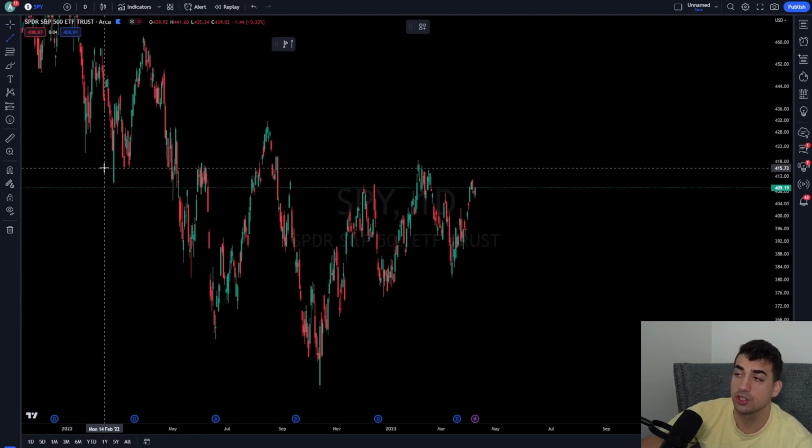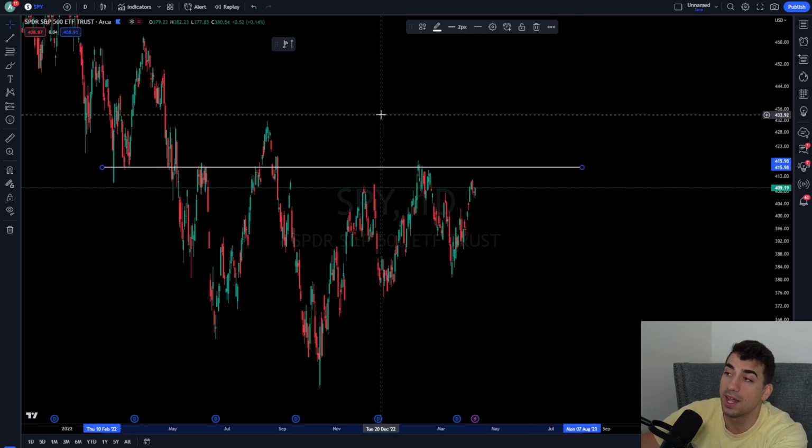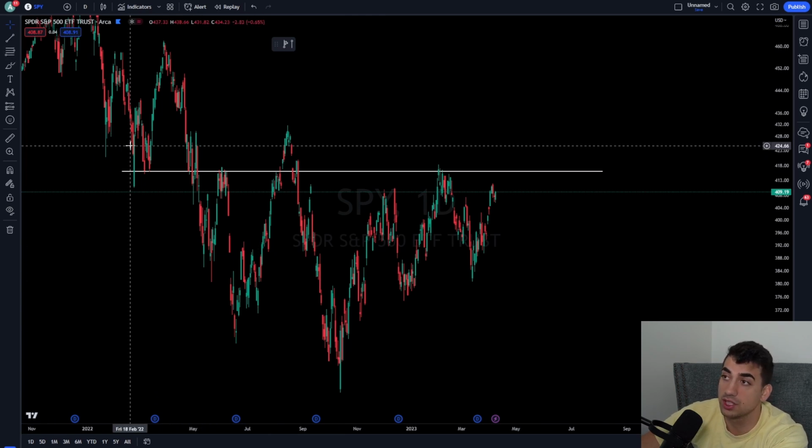I'm going to pick a trend line. You can use supply or demand or support and resistance. I like to stick to support and resistance more often than not. I like to look for major areas like this. What do you see? Why did I choose this area?